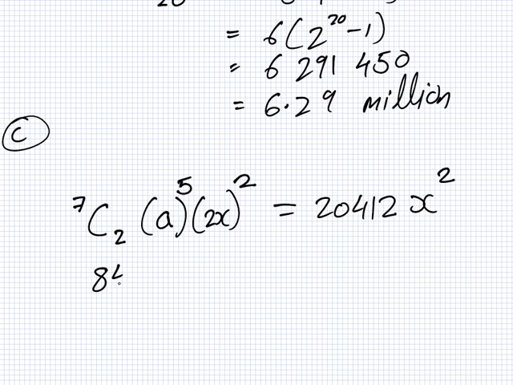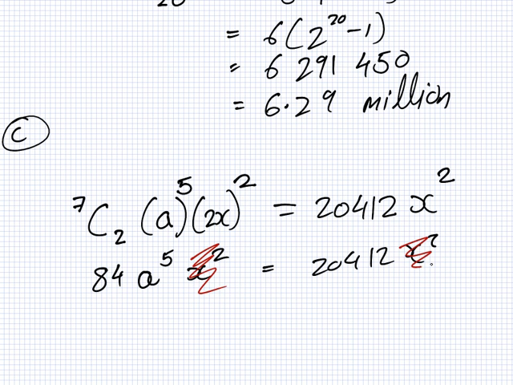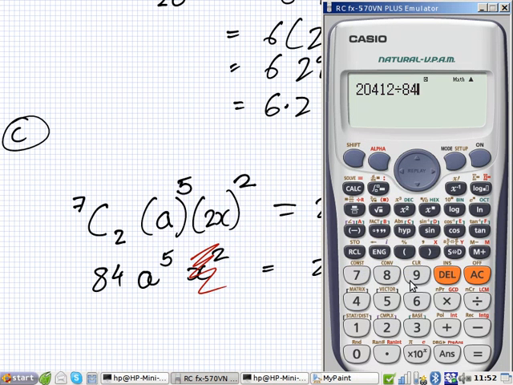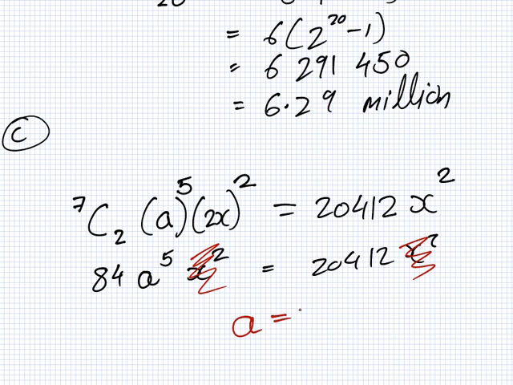So 84 a^5 x squared equals 20412x squared. So we don't care about the x squareds. So 20412 divided by 84, that's a^5. So if I get the fifth root here, no, that's the cube root. How do I get the fifth root? There we go. Yes, there we go. Okay, that's number 3 done. So now on to 4, please.